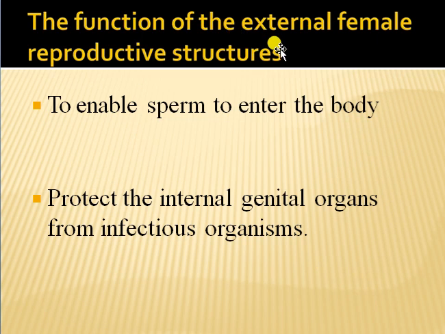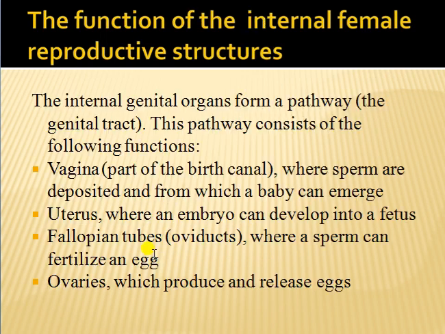The function of the external female reproductive system is mainly to enable sperm to enter the body and to protect the internal genital organs from infectious organisms. So the external organs of the female reproductive system protect the internal organs.